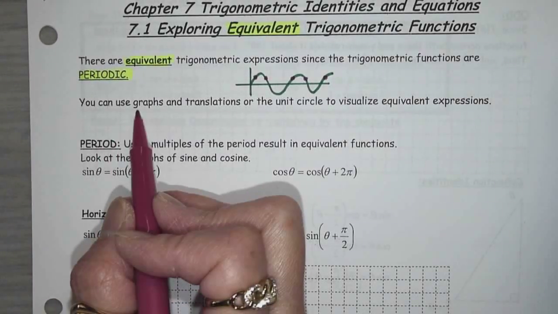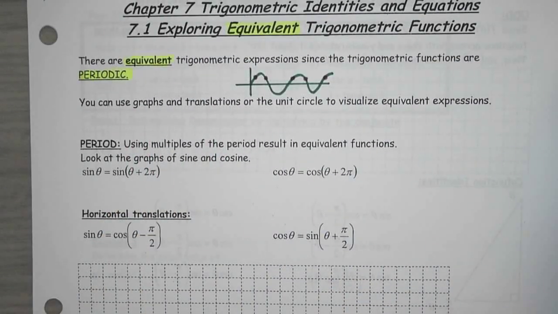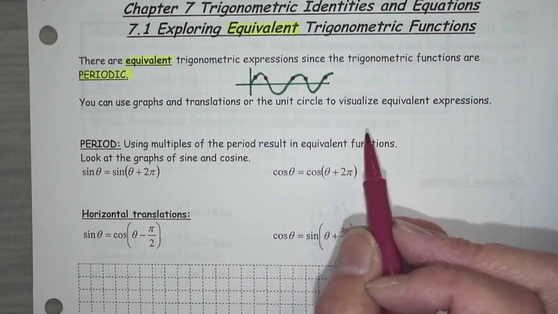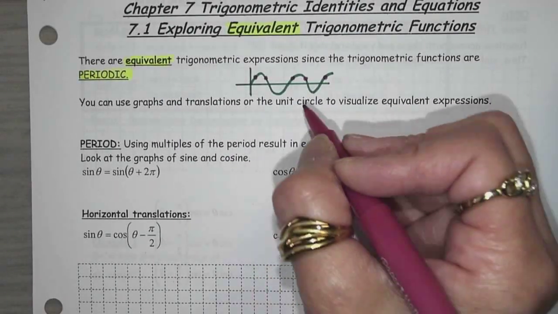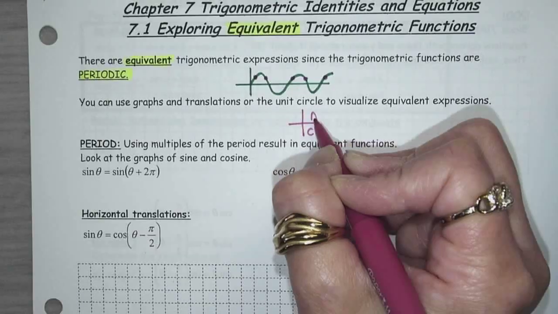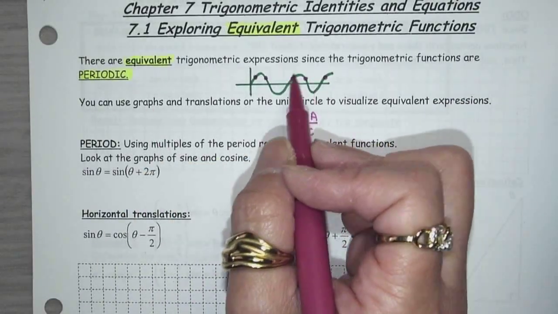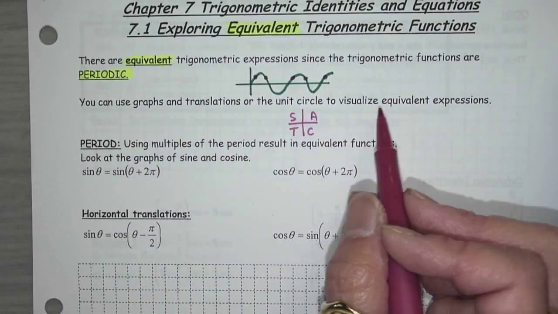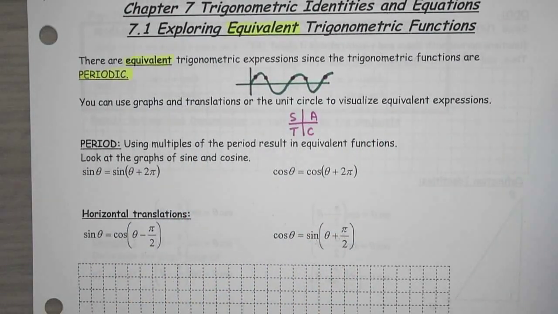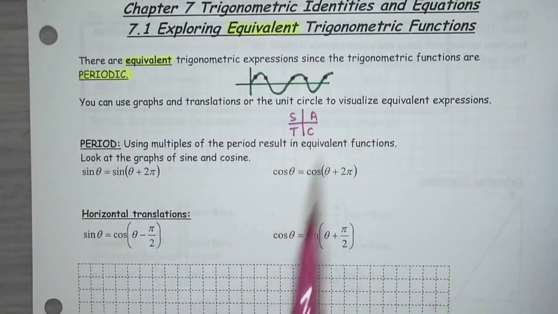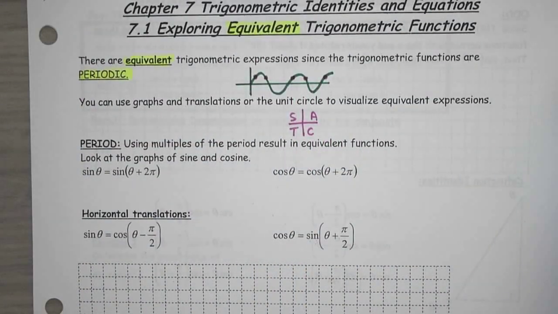You can use a graph or translations or the unit circle, because we know it repeats itself on the CAST rule, to visualize equivalent expressions. So the unit circle is where we develop the CAST rule, right? So we know it repeats and repeats. Graph is over here, where we're going to use a graph, and we can use that to visualize equivalent expressions. Like I said, I tend to visualize it versus memorize. There's things where you can memorize the formula. I tend to visualize based on CAST rule and the graphs, and then I can kind of see why they're equivalent, why they're the same.